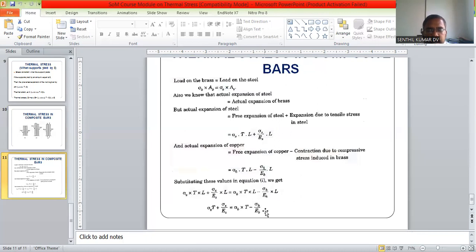So this is the concept behind thermal stress acting in railway tracks. So in this lecture, we have learned about the thermal stress in simple bars and compound bars.